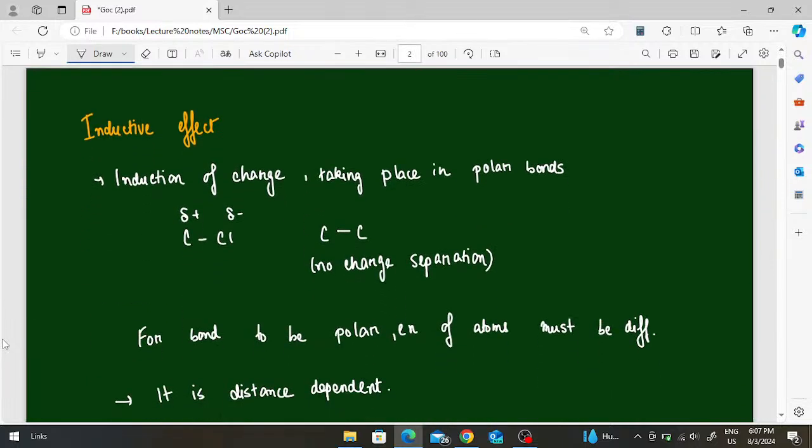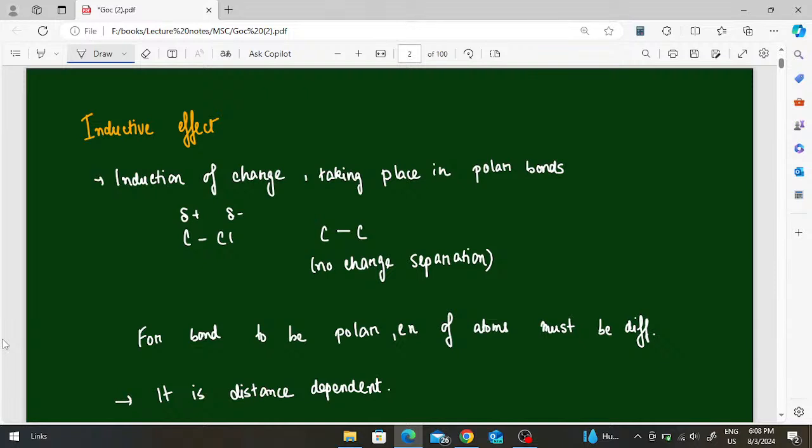Now inductive effect is a kind of effect that involves separation of charges. When I talk about, say, chlorine and carbon attached to each other, carbon, being less electronegative, has to give up the bonded electrons more towards the chlorine side. Since it's a covalent bond, it's not a complete transfer of the electrons to chlorine, but the shared pair of electrons moves slightly more towards chlorine since it's more electronegative.